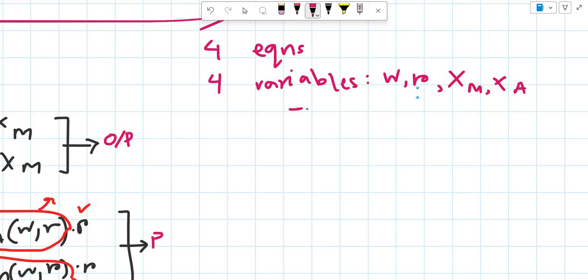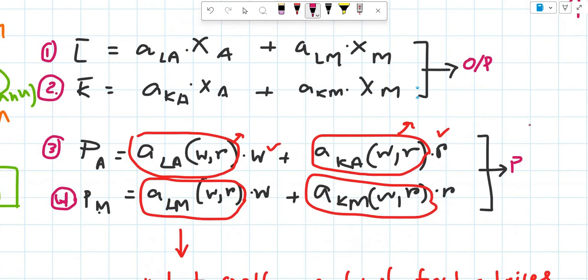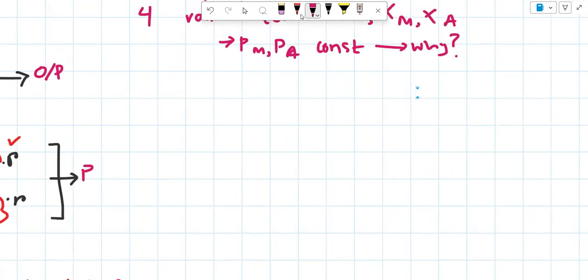So that means I am considering PM and PA to be constant. Now why? The question is, why are they constant? So of course, these two are constant. The answer to this question is very simple. Remember that for this 1965 model, there was an assumption which said that the economy is a small open economy, right? It's probably the first assumption of the model. So it's a small open economy.